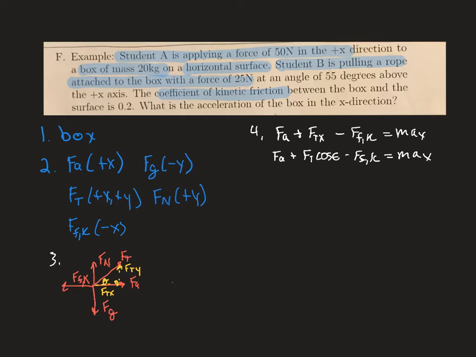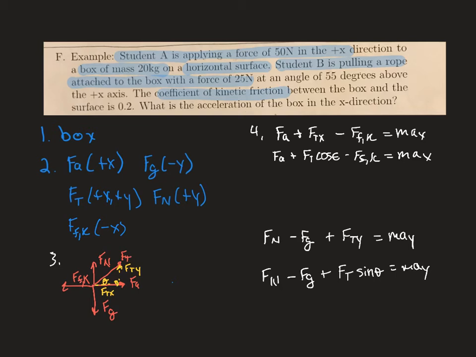Alright, so let's move on to the y equation. In the y direction, we have a positive force normal, we have a negative force due to gravity, and then we have a positive force due to tension in the y. That's going to equal mass times acceleration in the y. And since the y component is opposite, we can sub in sine. Alright, so we're trying to find the acceleration in the x.